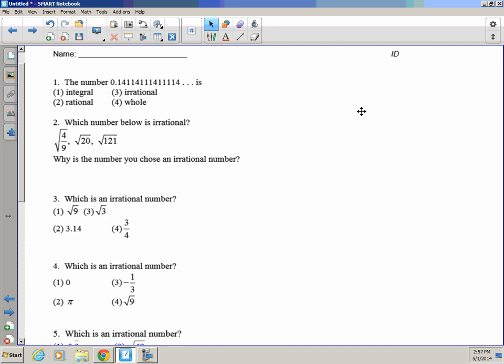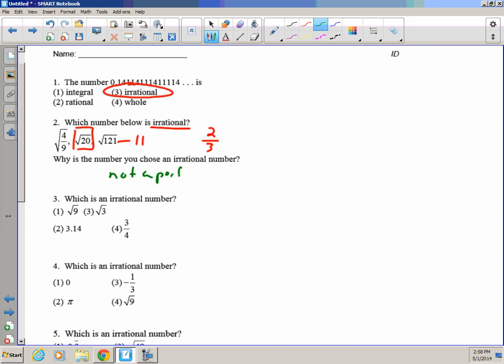The number 1, 4, 1, 1, 4, etc. That is irrational. It's following a pattern. It doesn't terminate. That's what the 3 dots mean. And it doesn't repeat. Okay? Which number below is rational? Or is irrational, I'm sorry. Radical 20. Square root of 121 is 11. The square root of 4 over 9 is 2 over 3. Why is the number you chose an irrational number? It's not a perfect square. Okay?